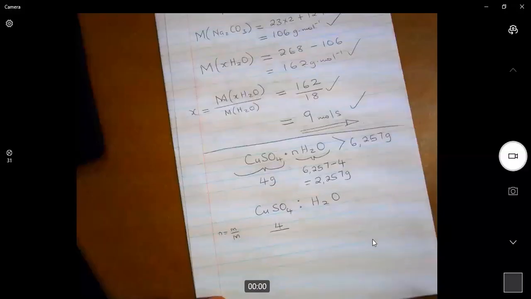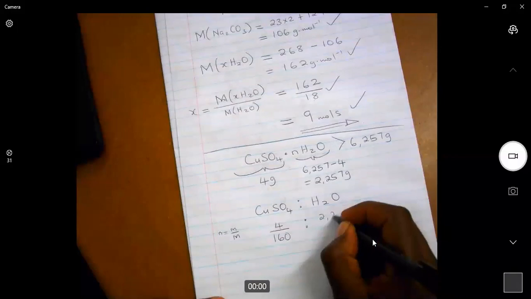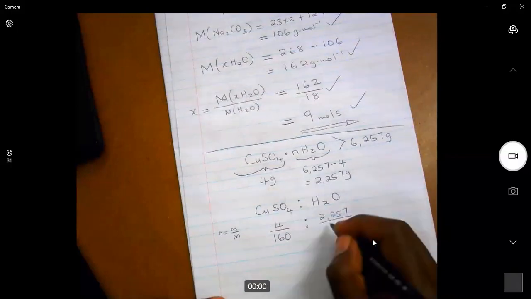Okay, right. So divide by 160, am I right? Then we put our water. Water becomes 2,257 divided by 18. What's the answer here?